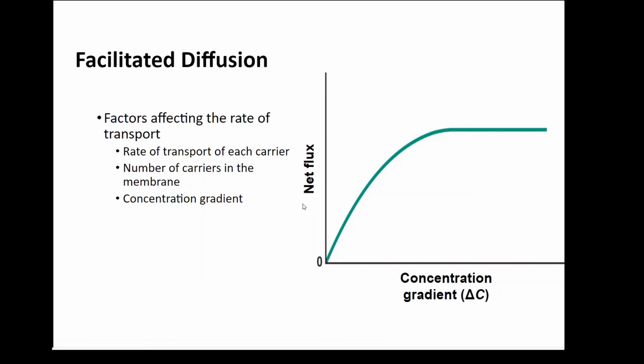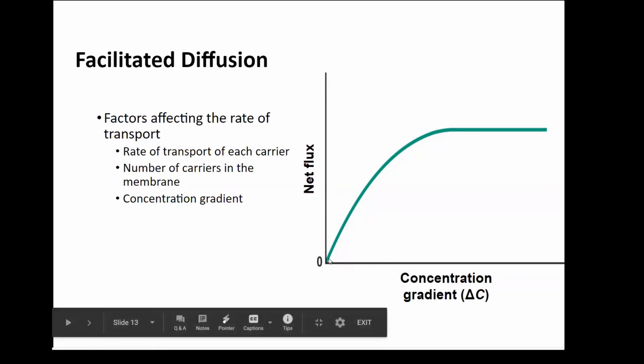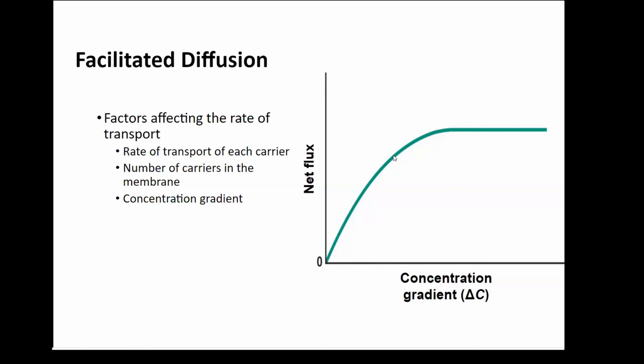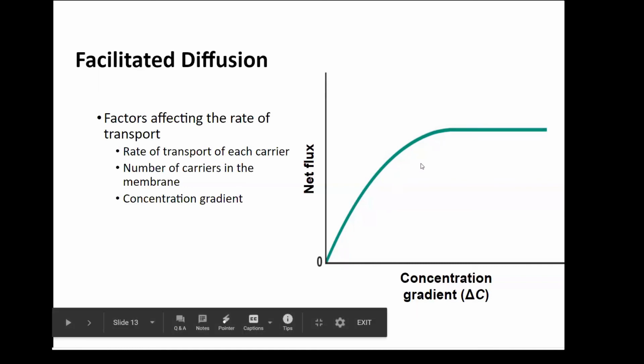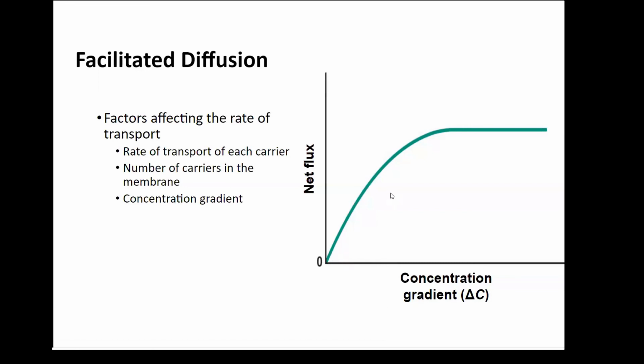So here we see an image of what this looks like. So as our concentration gradient is going up, we see an increase in the rate. But the difference here from our simple diffusion is that we see this sort of level off, right? So before we had that theoretical kind of just straight line across the center here. But what we're seeing here is that as we have a bigger and bigger concentration gradient, our rate is going up until all those carriers are full.